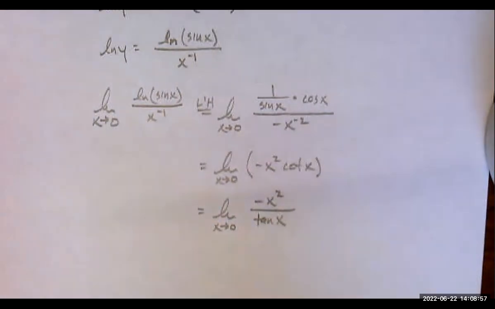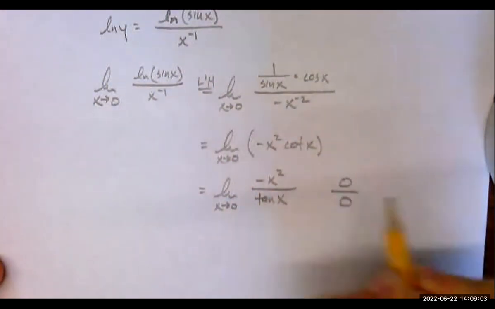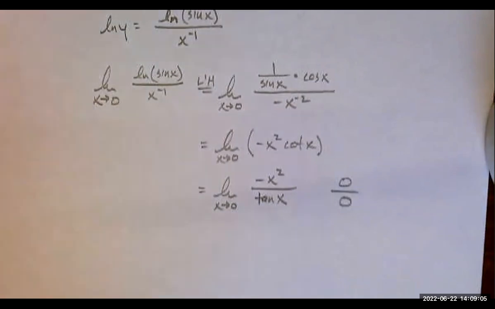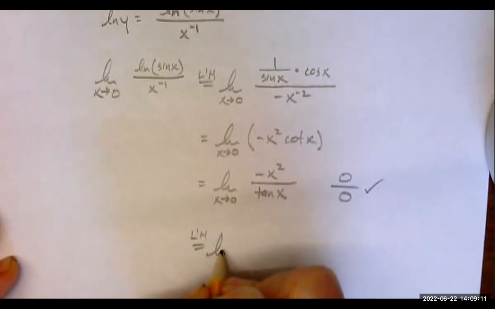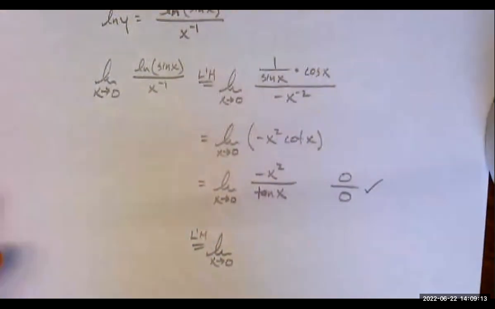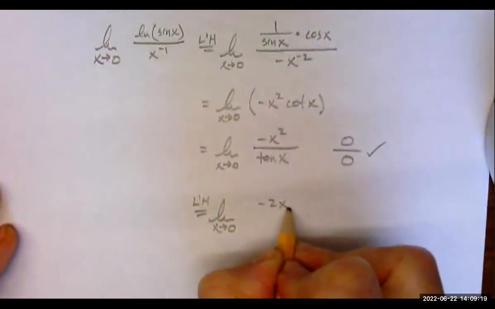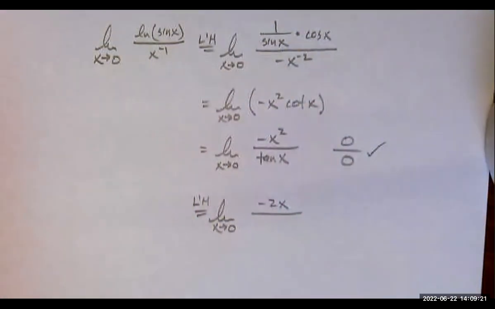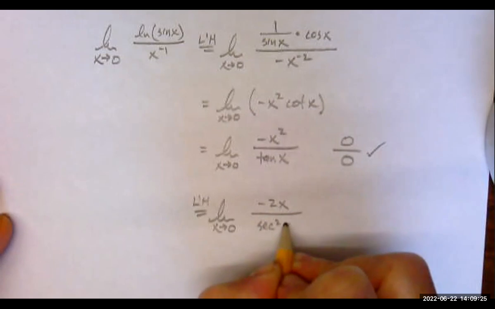And also, check this out. If we try to plug in 0 here, what's going to happen? It's going to be 0 over 0. Tangent of 0 is 0. So we've got another indeterminate form. And guess what? We've got to do L'Hopital again. As you can see, it's really common to have to do more than one L'Hopital. This time we get negative 2x over the derivative of tangent, which is secant squared x.